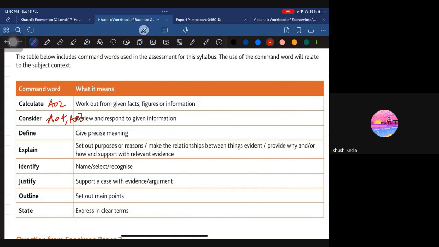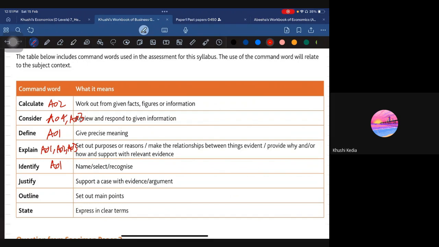Define. Define would be AO1. Explain. So that would be the analysis, and also I guess the application would come in it. And sometimes the knowledge part also relates to the explanation questions. Yes, sir. You have seen the D parts, no? Where they are saying explain. Identify, that's AO1. Justify.